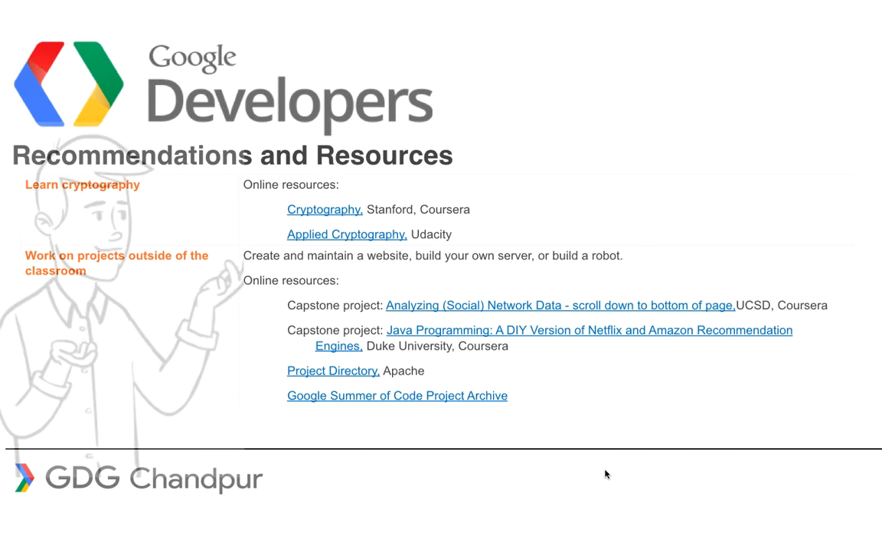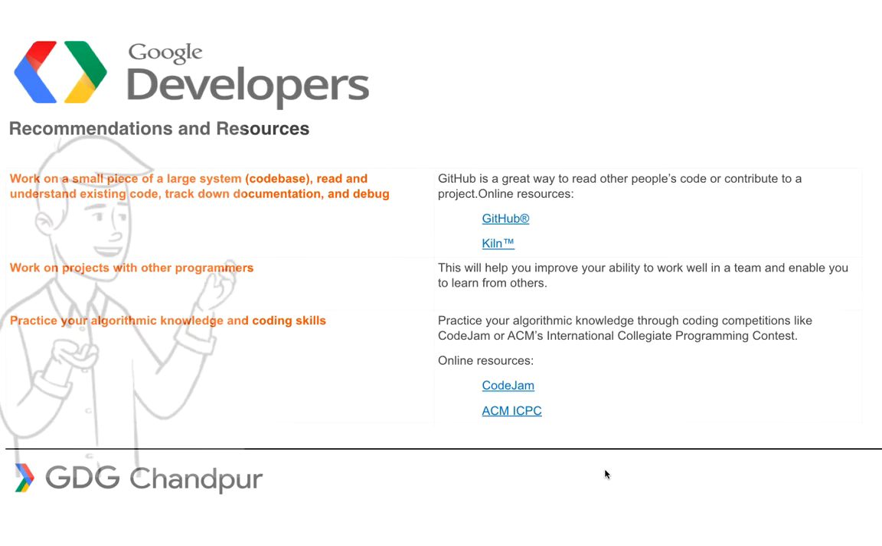Project Directory, Apache. Google Summer of Code Project Archive. Work on a small piece of a large system code base, read and understand existing code, track down documentation, and debug. GitHub is a great way to read other people's code or contribute to a project. Online resources. GitHub. Kiln. Work on projects with others. This will help you improve your ability to work well in a team and enable you to learn from others.